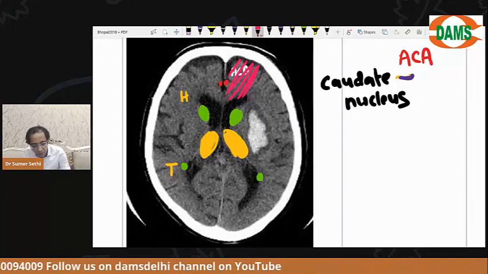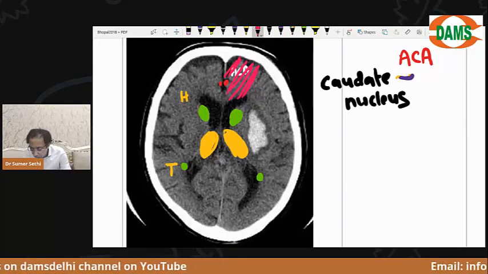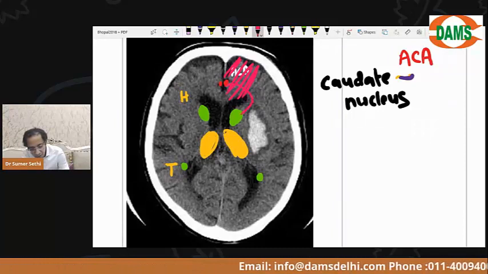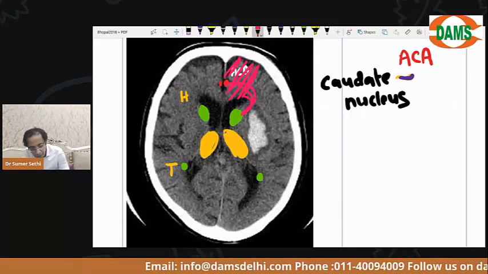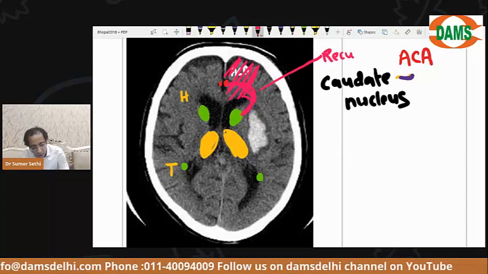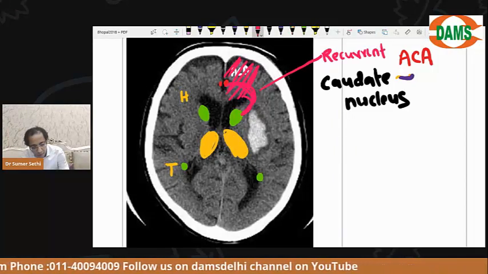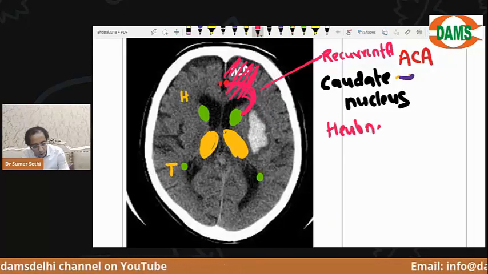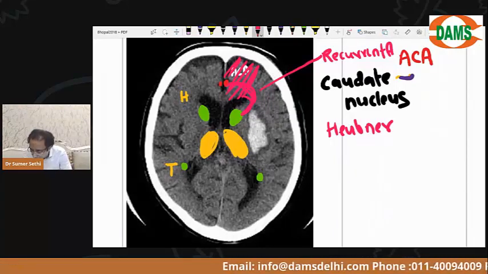ACA ko idhar pe blood supply honi chahiye thi, hai na? Caudate ko kaise supply kar diya? So there is a branch of ACA which comes backward and supplies this area. इस तरह की branches को कहते थे recurrent artery. Remember, recurrent artery of Hubner is the largest recurrent branch which goes and supplies the caudate nucleus.